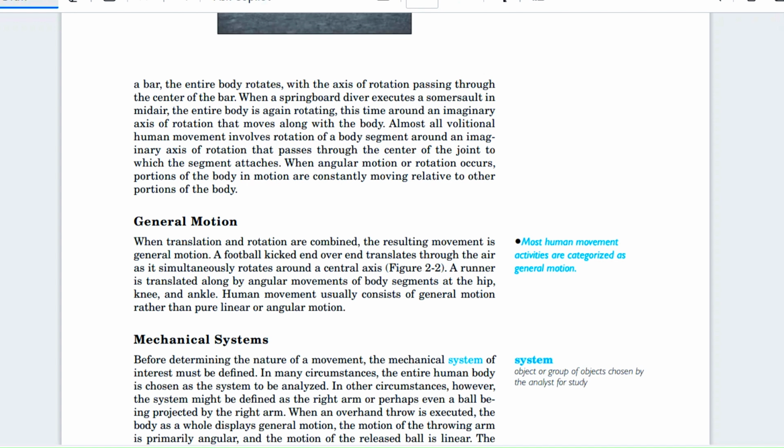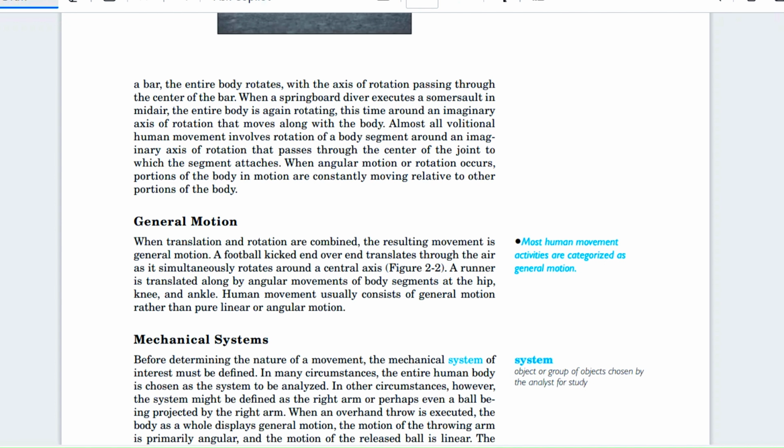A runner has to move forward. That is basically the linear motion. Due to angular movements of the hip, knee, and ankles, a runner can perform running. At the same time, a footballer can kick the football, so it translates through the air while also rotating around its central axis. So this is an example of general motion. Or you can say a throwing arm, a sports person can throw a ball. That is also an example of general motion. So majorly, these are the three forms of general motion.